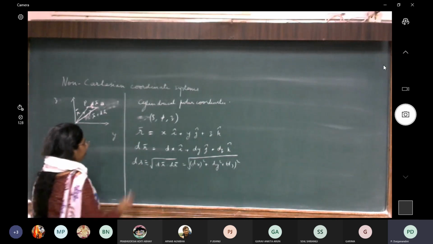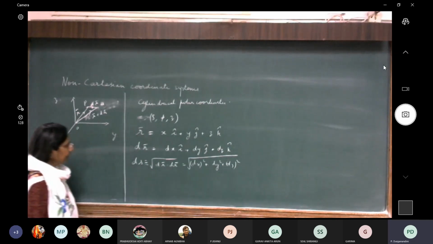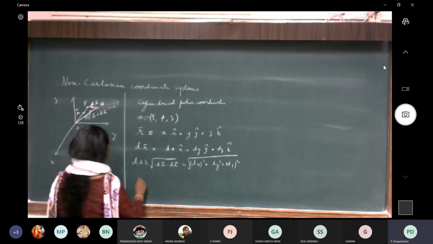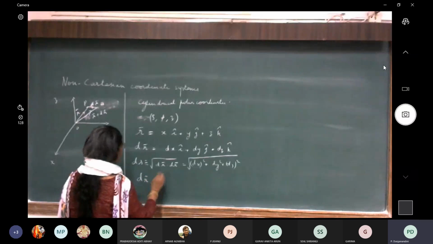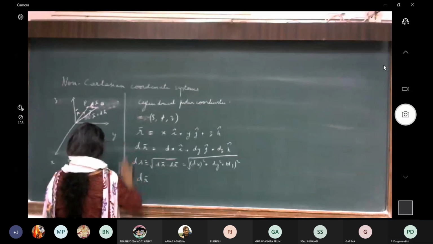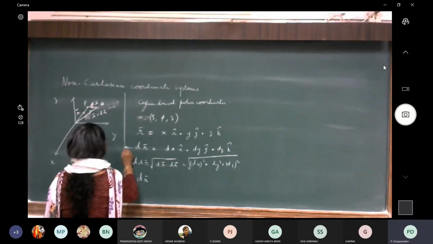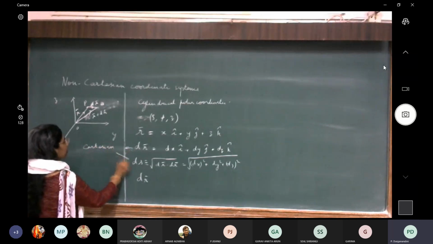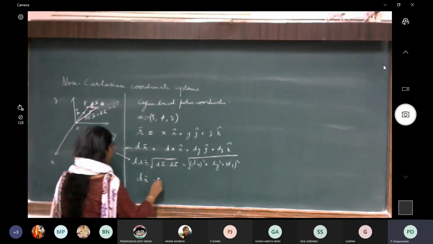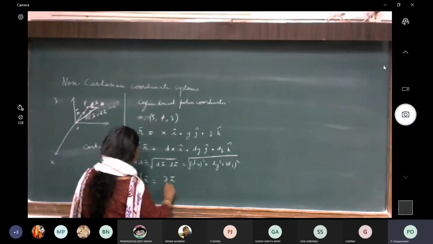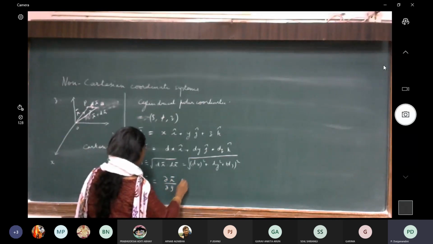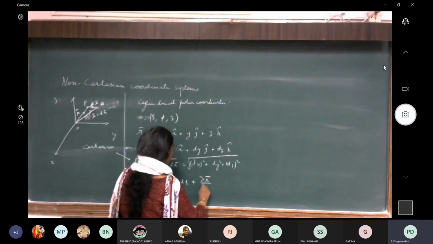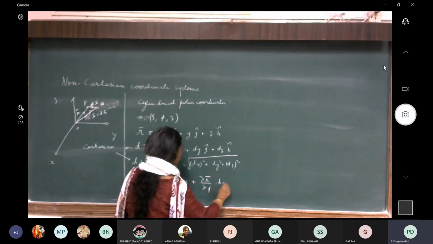On the other hand, if I do the same thing in cylindrical polar coordinates, so this was the Cartesian description, this is also in Cartesian. But if I do it in cylindrical polar coordinates, then I'm going to get dr equal to del r by del rho d rho, plus del r by del phi d phi, plus del r by del z dz. So the infinitesimal displacement is simply going to be this.